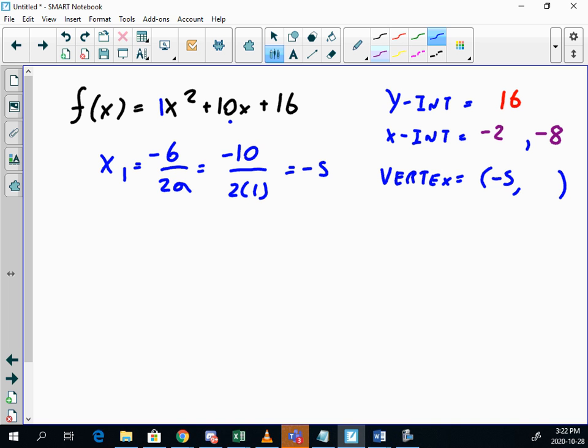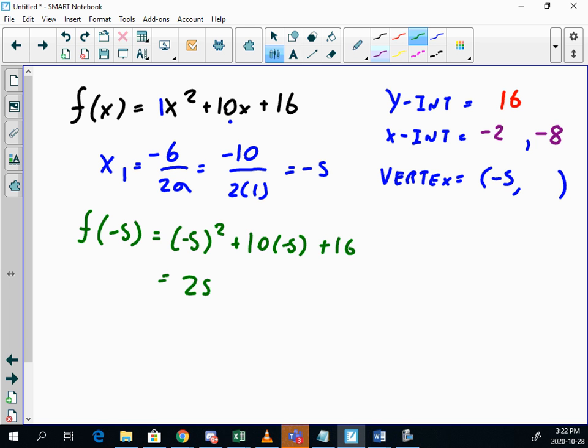To find its y-coordinate, I just have to use the function. I just have to take f of the x-coordinate, because f of x is y. f of negative 5 is negative 5 squared plus 10 times negative 5 plus 16. Negative 5 squared is 25. 10 times negative 5 is negative 50. And so if I do 25 minus 50 plus 16, I'm going to get negative 9. And my y-coordinate here is negative 9.